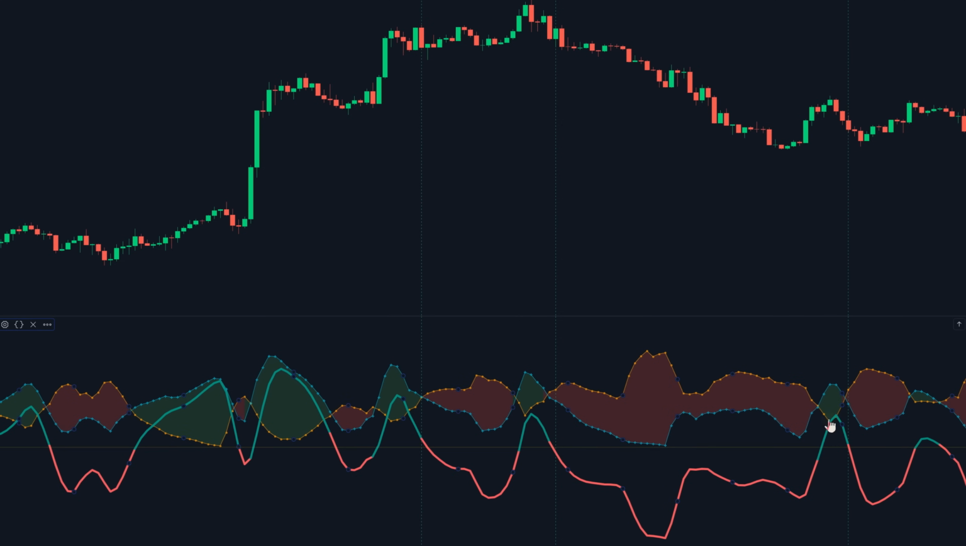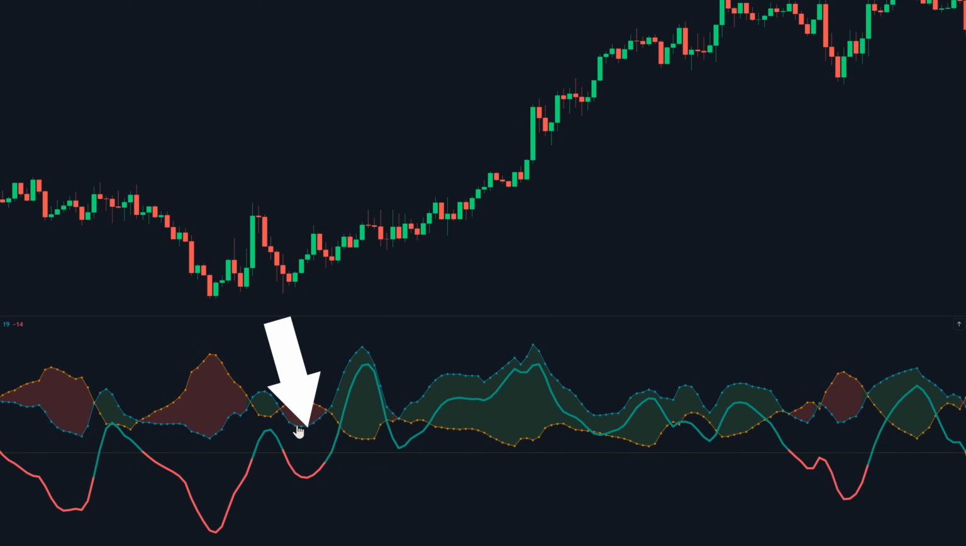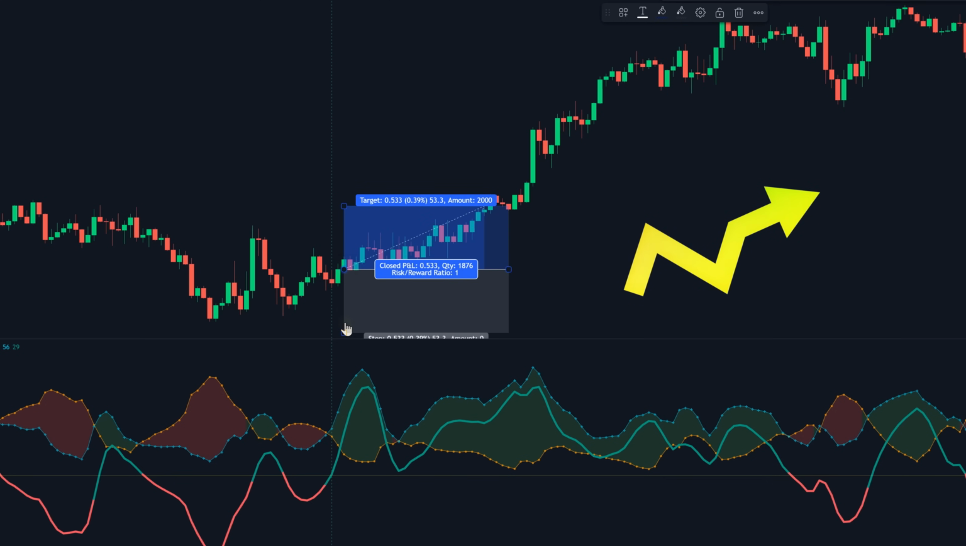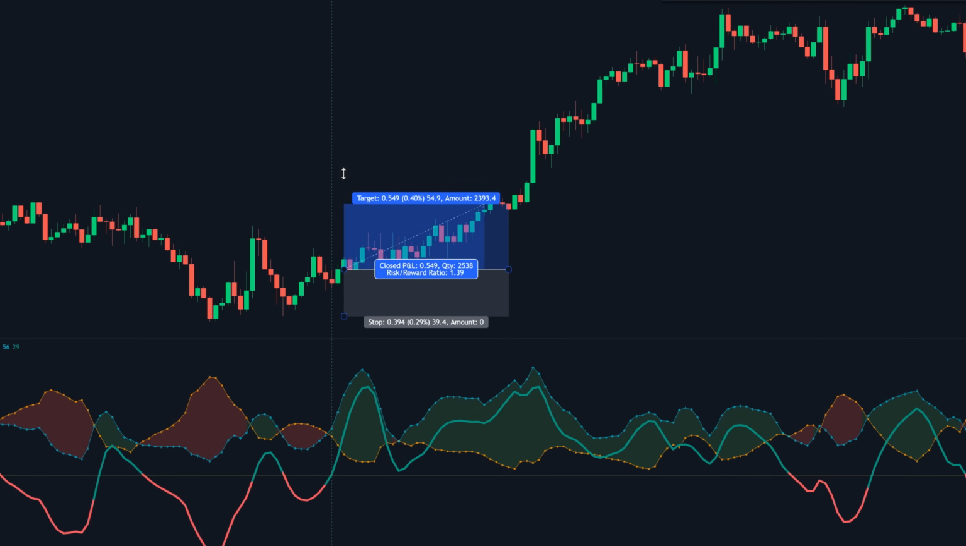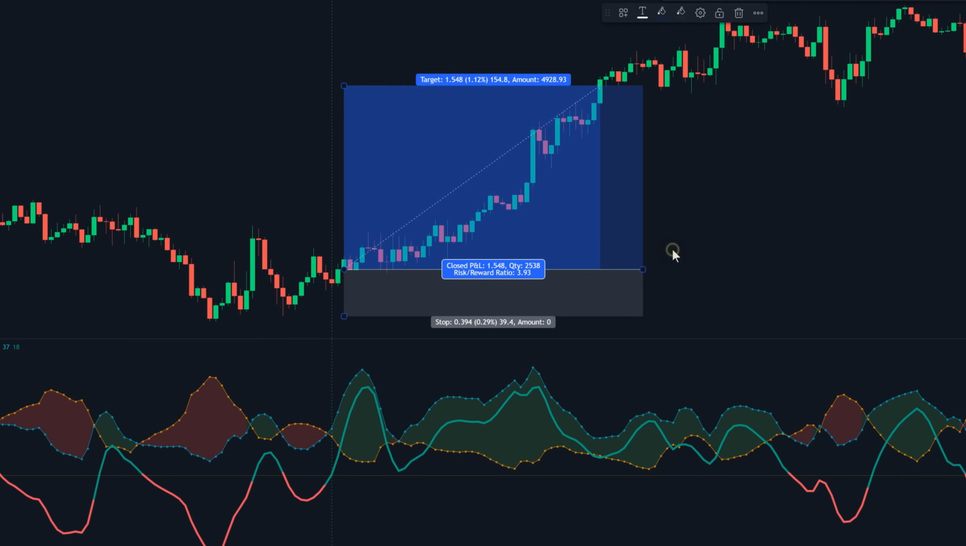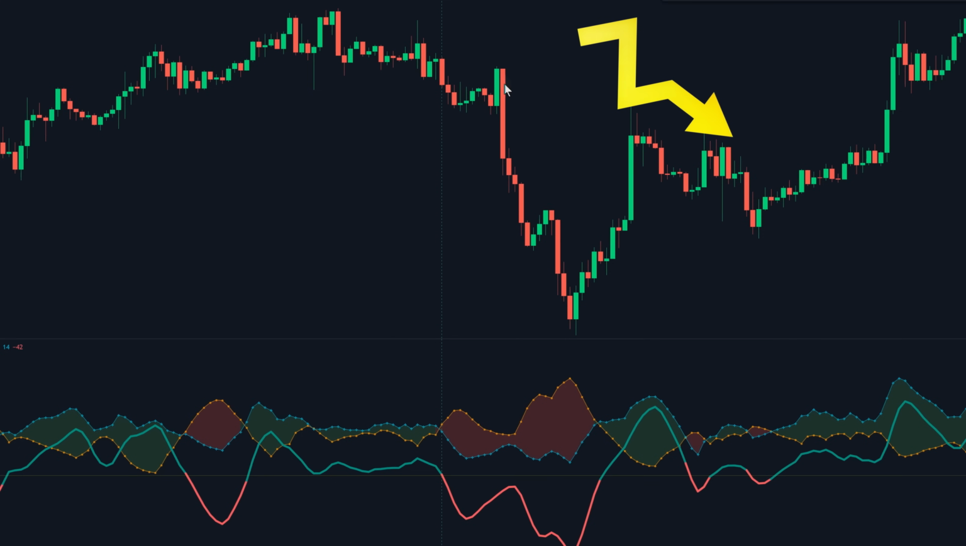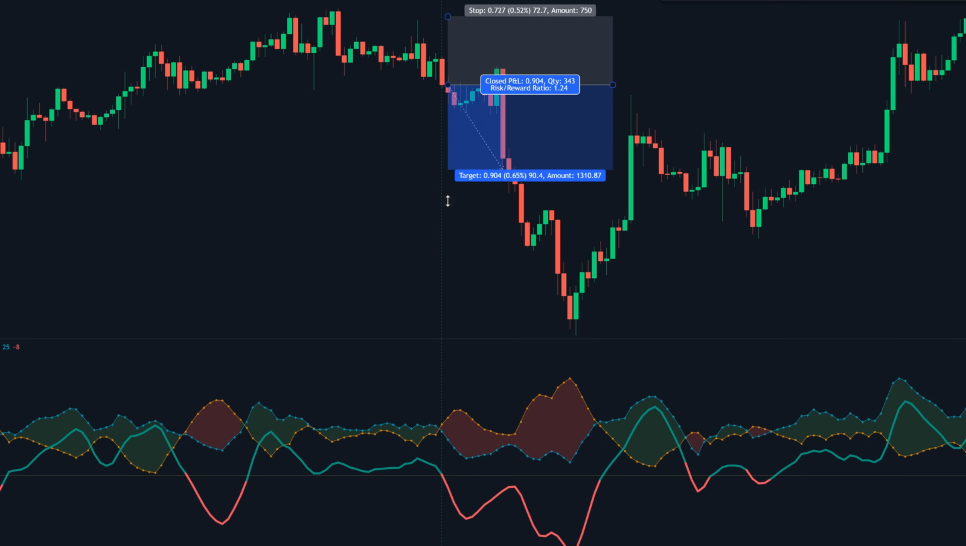Now, there are several ways that we can use this indicator to trade. The first method is like this. Whenever this blue line crosses above the yellow line, that indicates an increase in buying strength in the market and is also an indication for us to enter a long position. On the other hand, when the orange line goes above the green line, that indicates an increase in selling pressure in the market and is also an indication for us to enter a short position.